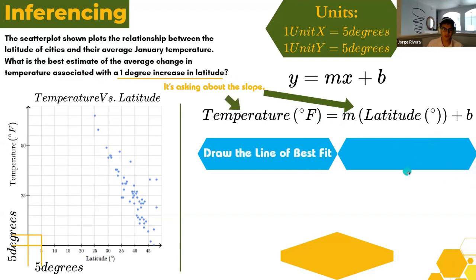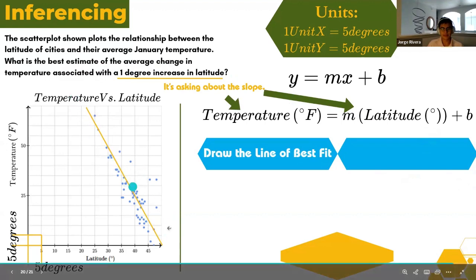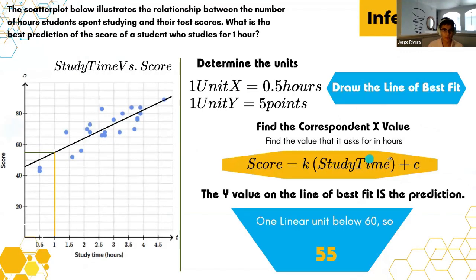All right, so first of all, let's draw the line of best fit. We're going to draw the best line of fit, and it's going to be basically this. So we have to find usable points.